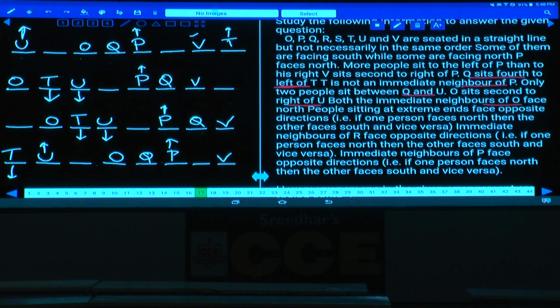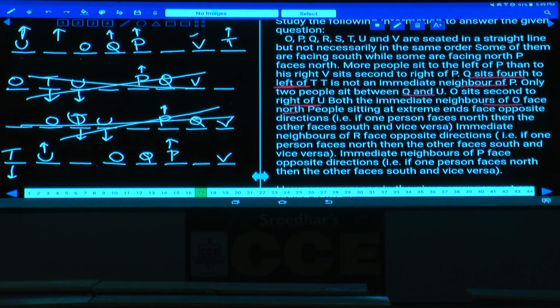Both the immediate neighbors of O face north. Immediate neighbors of O are facing north. Then in the first case these 2 persons are facing towards north. Immediate neighbors of O facing north. Now there must be 2 immediate neighbors, which is not possible in second case. And immediate neighbors of O are facing north. Now in this case what happens is one of the immediate neighbors of O, T, is facing south. This is completely ruled out.